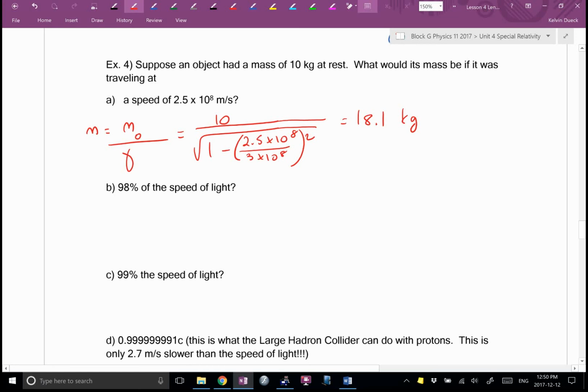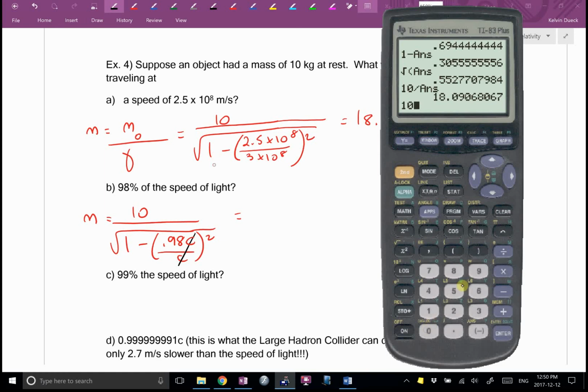What if we get this 10 kilograms to 98% of the speed of light? Oh, this time I gave it to you as a percent. So the original mass is 10 kilograms, square root of 1 minus 0.98 c over c. Don't forget the squared. I'll try doing this: 10 divided by square root bracket 1 minus 0.98 squared. I think I typed that right.